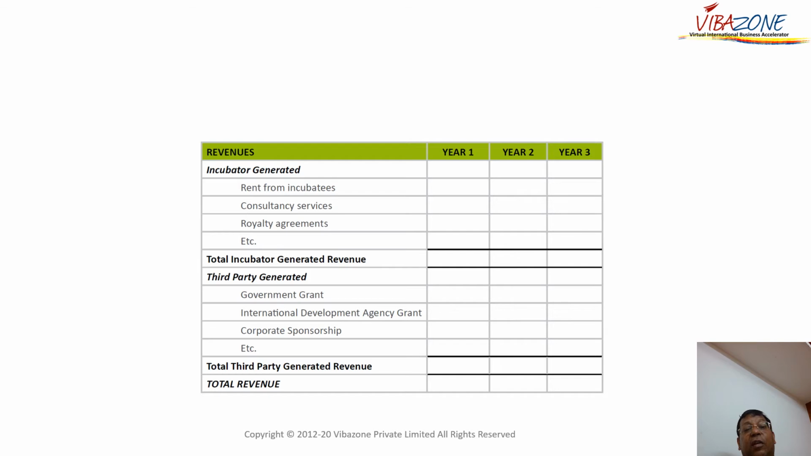And third party grants we just spoke about, government grants. There are also international government money given. Lots of world bodies like the World Bank give grants for setting up incubators. So if you're going into some very specific area, the world bodies might be willing to give you a grant. Of course, corporate sponsorship is very, very useful and so on. So this is how you would generate, and ensure that you start with a plan for at least 3 to 5 years how you're going to manage your incubator without running into financial difficulties.